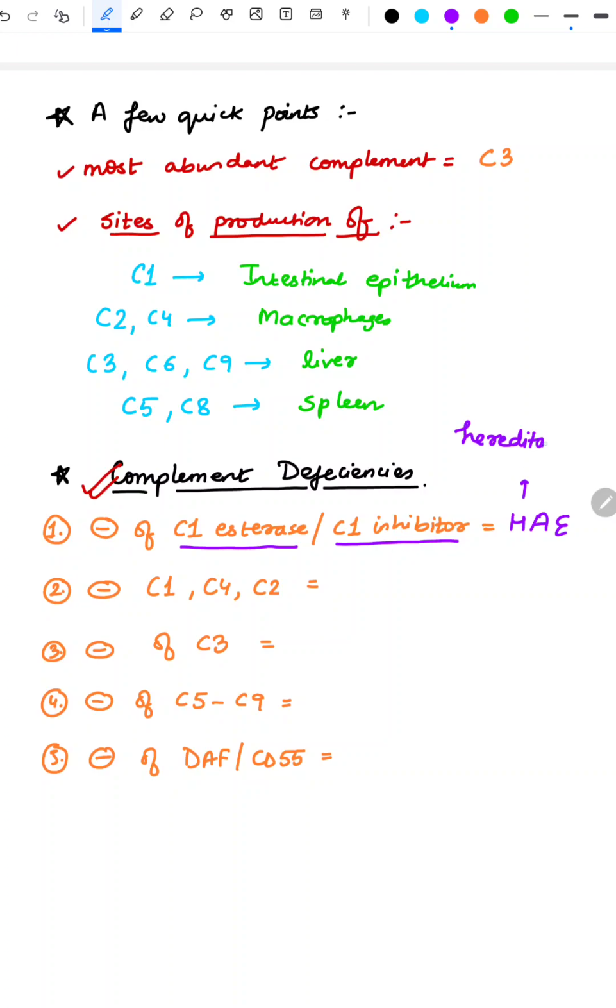Hereditary angioneurotic edema. In the deficiency of C1, C4 and C2, it will cause SLE-like illness. If there is deficiency of C3, it will cause severe pyogenic infections.